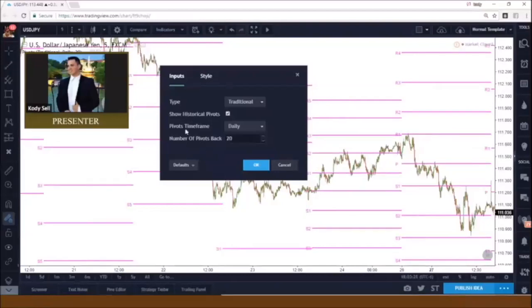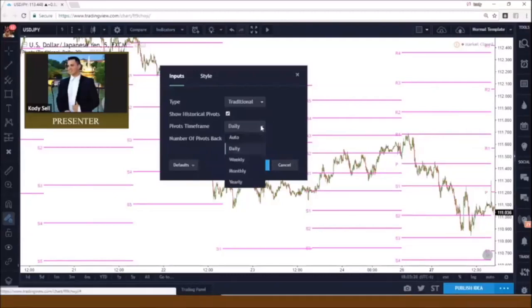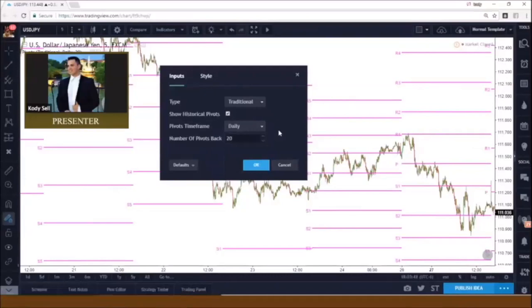Now for the pivot time frame, this is going to be very important. So you don't want to do weekly or monthly or yearly or anything like that. You want to do daily, and make sure the default setting is going to be auto. Make sure that you change it to daily, and make sure that you double check every time that you're trading that it says daily, because we are intraday trading, okay? So these have to be daily.